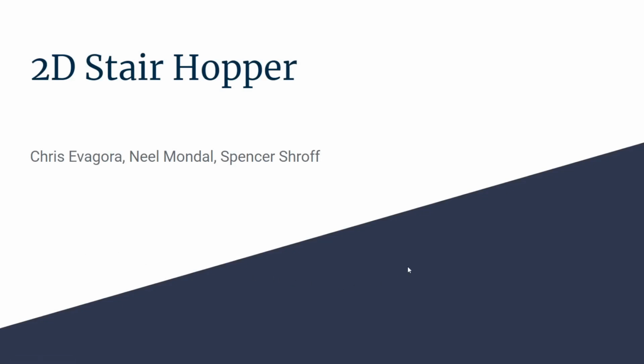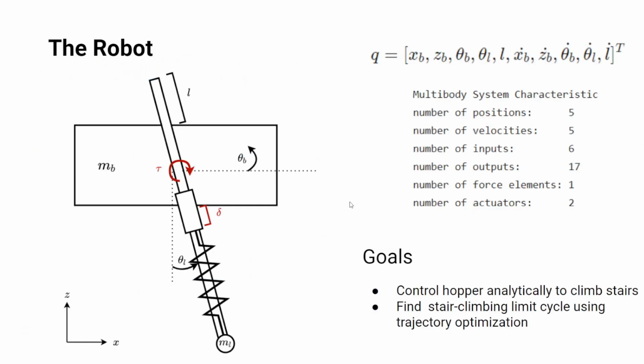Hi, I'm Spencer Schroff. My teammates are Nir Mondal and Chris Evagora, and our project is the 2D stair hopper. Okay, this is what our robot looks like.